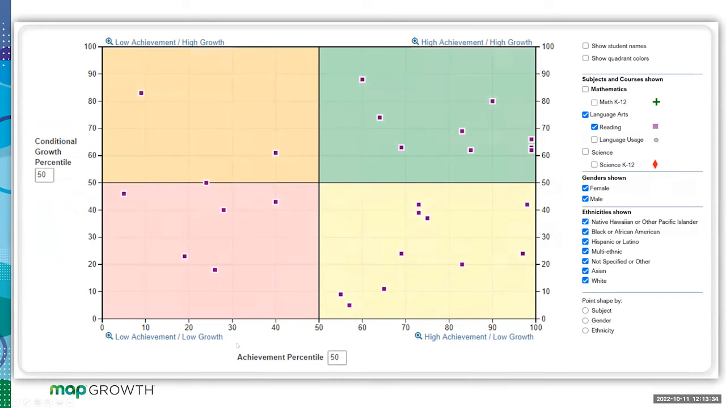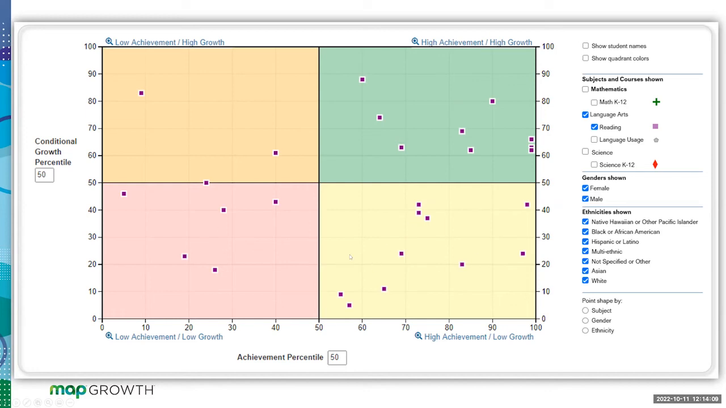Everybody loves the quadrant. So the bottom is achievement, where the students started in their achievement percentile. Here it's set to 50. You can change this to be a different percentile. So if you're looking at college and career ready, I want to see proficient on the M-STEP, you could change this to the percentile that they need to be proficient on the M-STEP, and it would move it over there and adjust the graph. And then this is their conditional growth percentile, which means if they're at 50%, they hit their projected growth target. If they're up here, they grew more than their projected growth target. And if here, they grew below that.